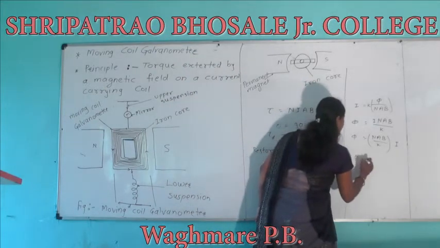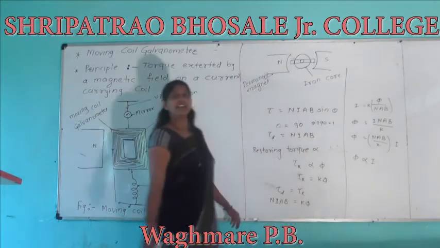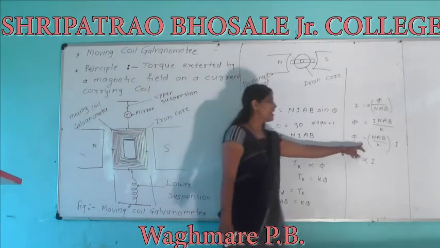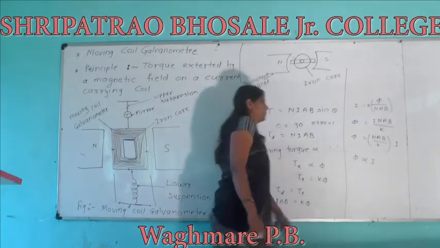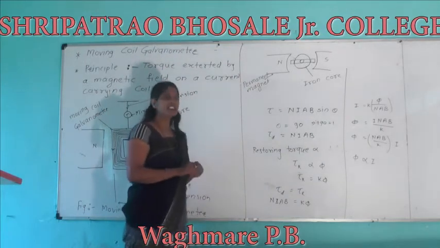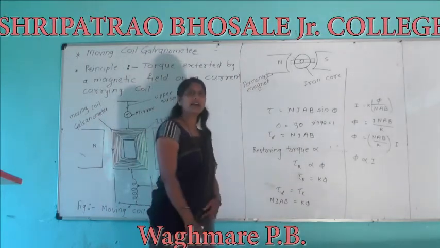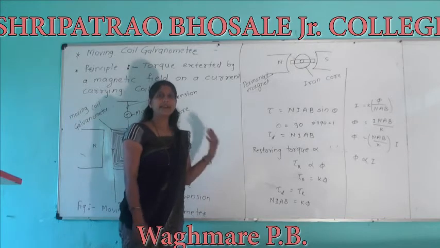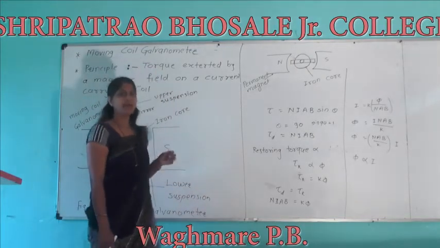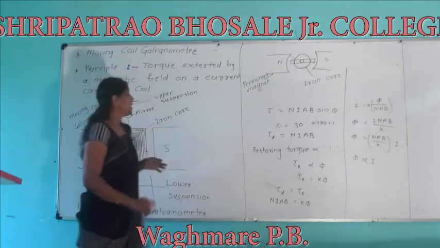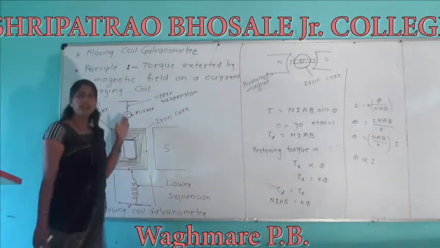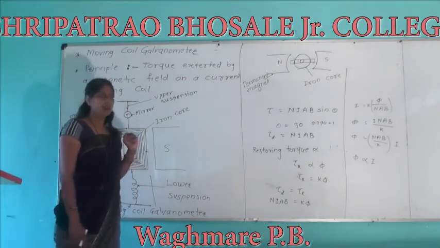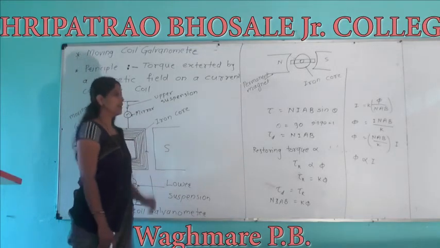We can write here the deflection in the coil is directly proportional to the current if other quantities remain unchanged. By using this equation, we can find out the current in the coil. As the current increases in the coil, the deflection also increases. And by using this, a pointer is given in the galvanometer, and that pointer is used to find the current passing through the galvanometer.